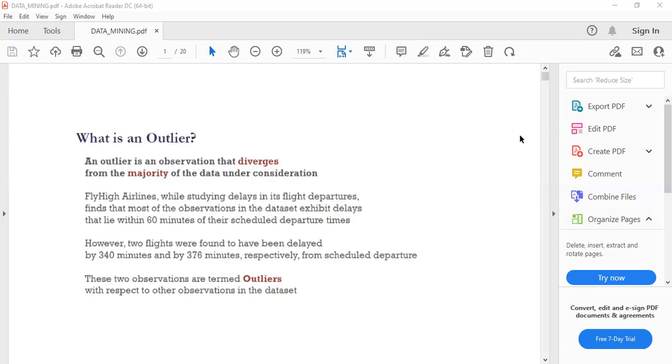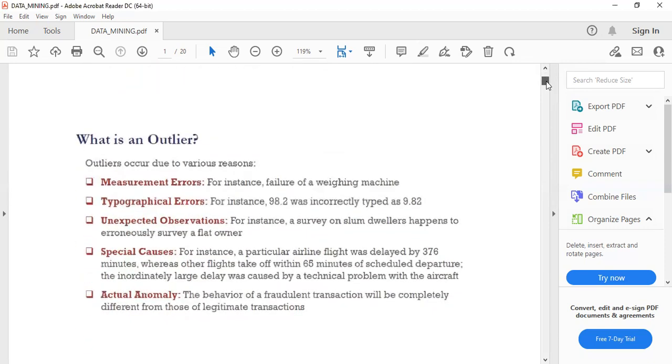These two observations are termed outliers. Extreme values are termed outliers with respect to the observations in the data set. So what is an outlier?